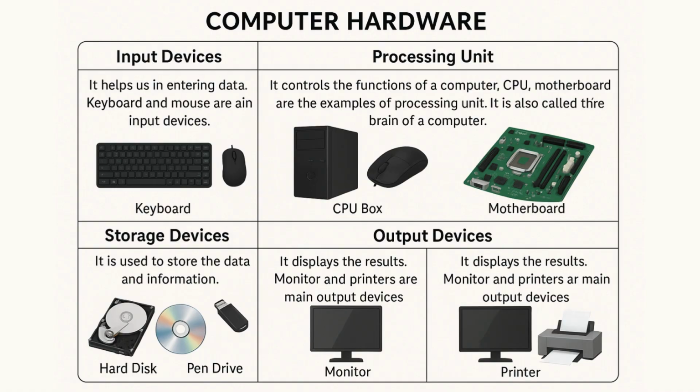Storage devices. It is used to store the data and information. Hard disk, CD, DVD, pen drive are some of the examples of storage devices, which means these devices help us save our work so we can use it later. Output devices. It displays the results. Monitor and printer are main output devices, which means once the computer processes the data, these devices show the final result on the screen or through the output devices.